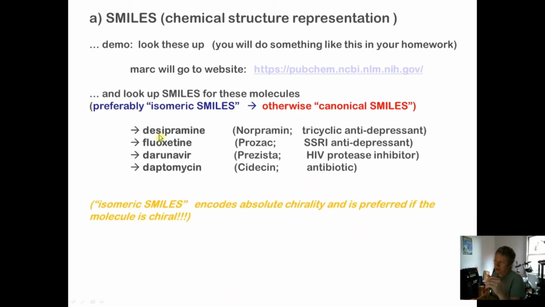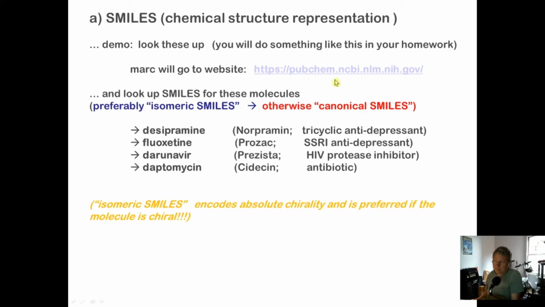All right, so let's get a couple of these. Desipramine, which is a tricyclic antidepressant. Fluoxetine, which is Prozac. This is an SSRI antidepressant. Darunavir is an HIV protease inhibitor. Daptomycin is an antibiotic. Again, we're going to try to get isomeric if we can. I'll just show a couple of these. Desipramine.